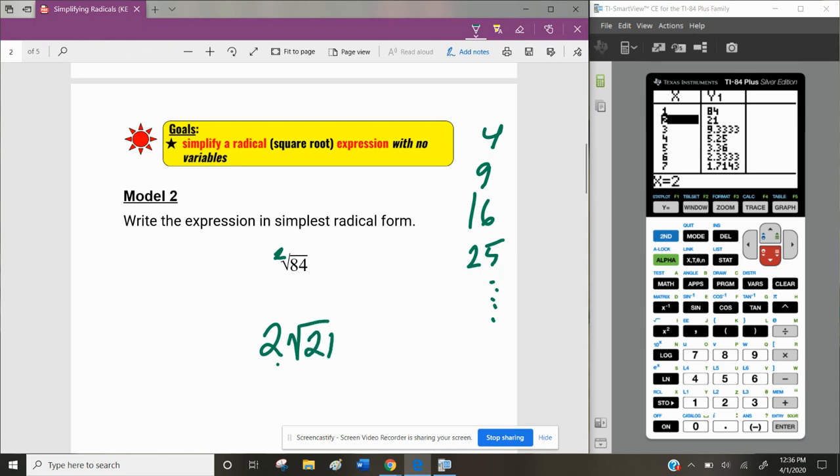And the reason for that is because radical 84 can be broken into radical 4 times radical 21. Now, radical 4 is a perfect square. Square root of 4 is 2. Radical 21 is irrational, and so we cannot simplify that any further.